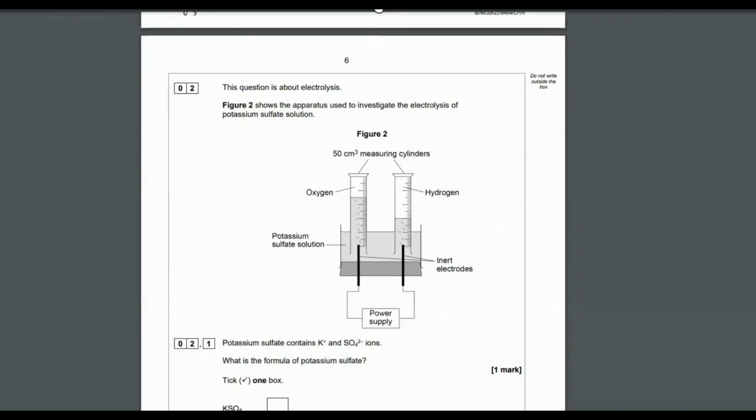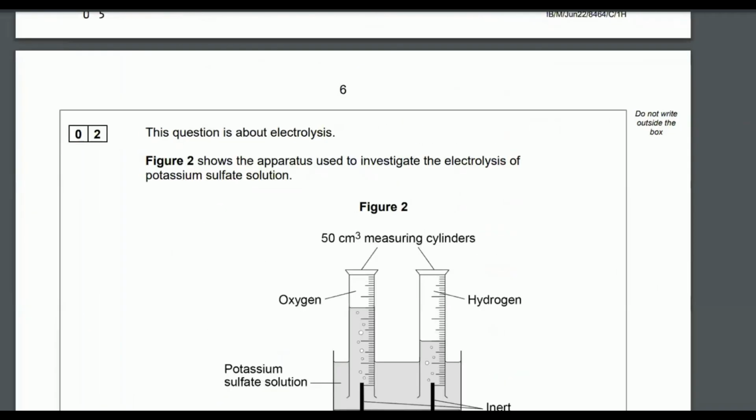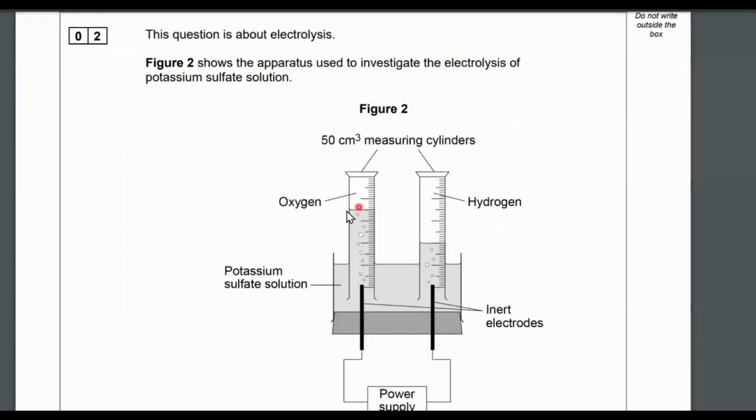I'm going to zoom in a bit so we can get a better read. And here we go. What is the volume of hydrogen gas and what is the volume of oxygen gas? It tells us these are 50 centimeters. So we know that each of this is 50, this is 40, this is 30, 20, 10, 0.